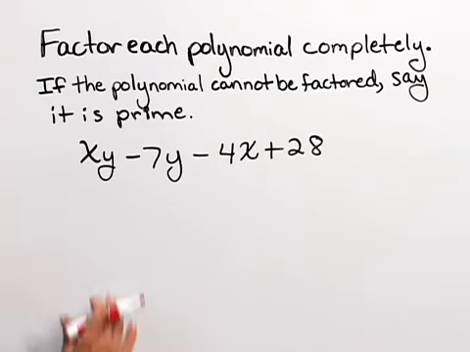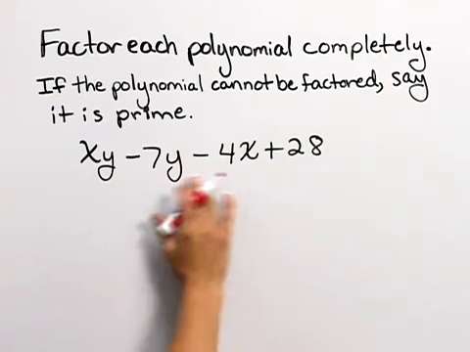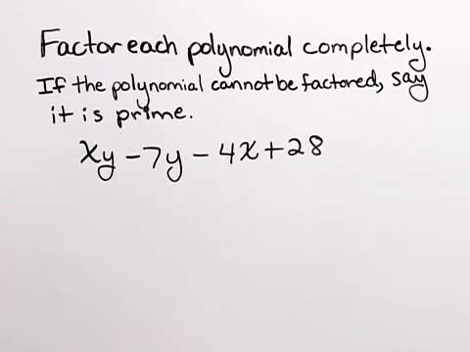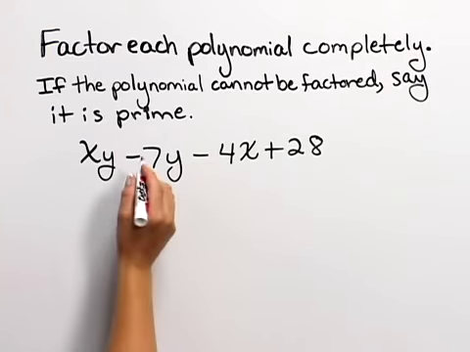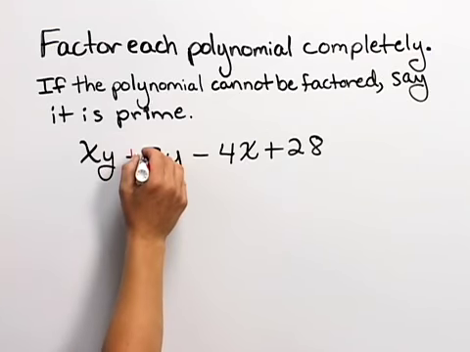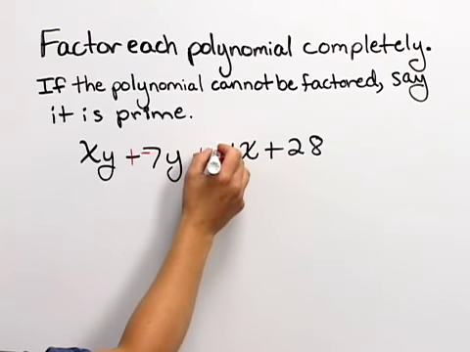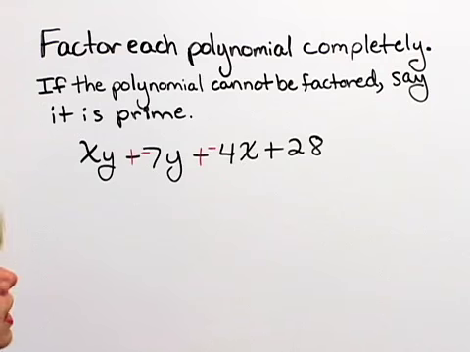For this particular problem, notice that we do not have a common factor. So we can go straight into our factoring, noticing that there are 4 terms, so we will factor by grouping. Before we start, let's go ahead and take all our subtractions and change them to adding the opposite. So that'll be a negative 7y, and that will be a negative 4x.